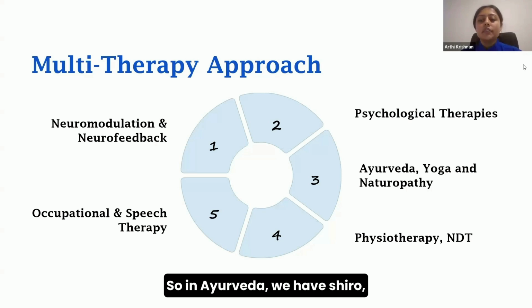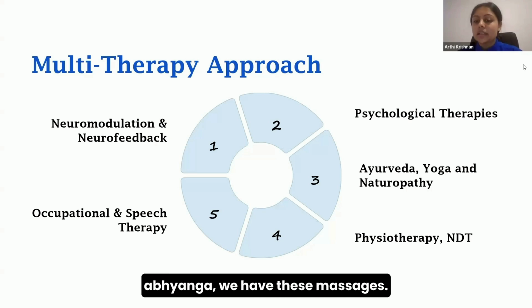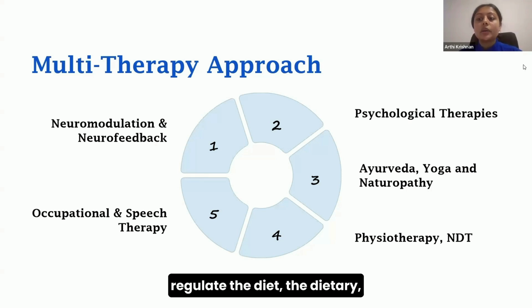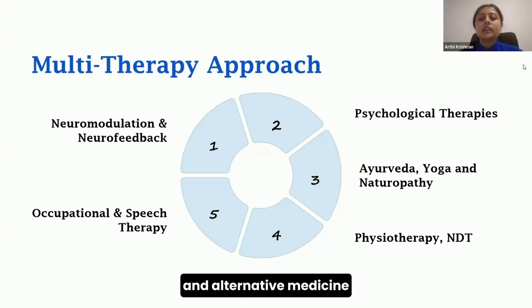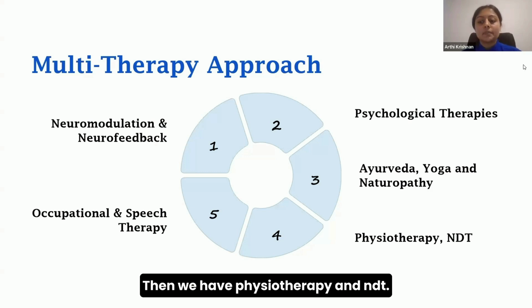So in Ayurveda, we have Shiro Abhyanga, we have these massages, and through Ayurveda, we can regulate the dietary intake, right? And we have yoga, which is not only about flexibility or a form of exercise, but yoga promotes holistic well being, right? It's for the mind, body, and self or soul, like some people would like to call it. So we have yoga, we have naturopathy. So these complementary and alternative medicine options also exist. Then we have physiotherapy and NDT.